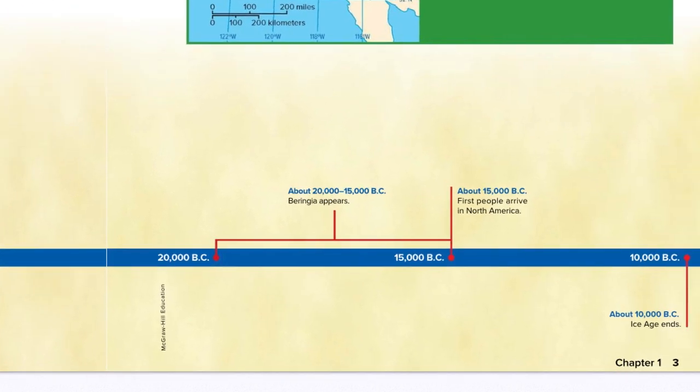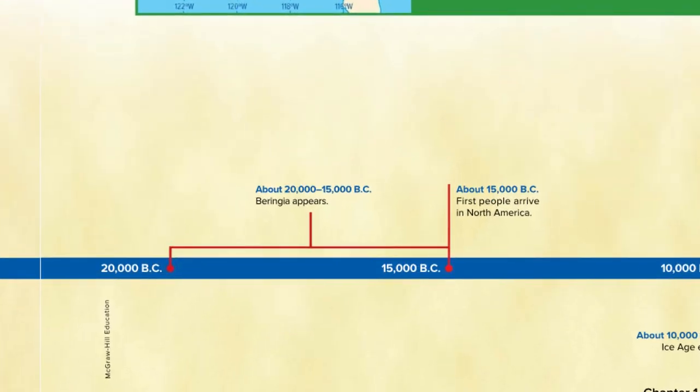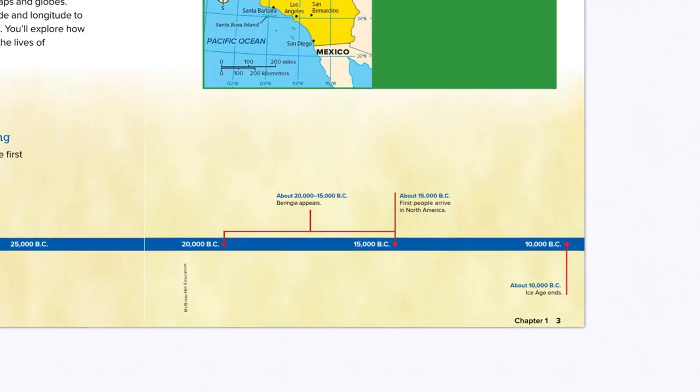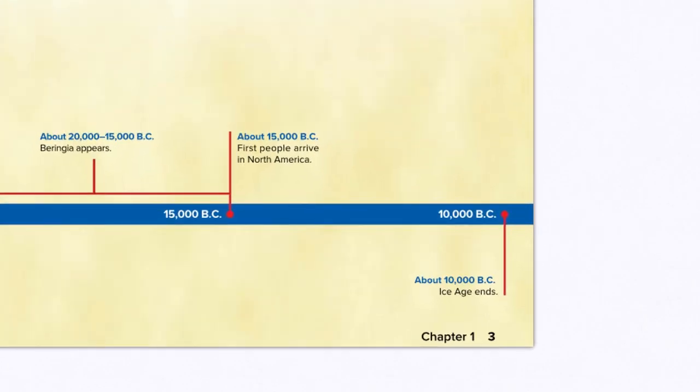Then, as we move along here, we've got 20,000 BC to 15,000 BC. Beringia appears. And then at about 15,000 BC, first people arrive in North America. And then at 10,000 BC, the Ice Age ends.